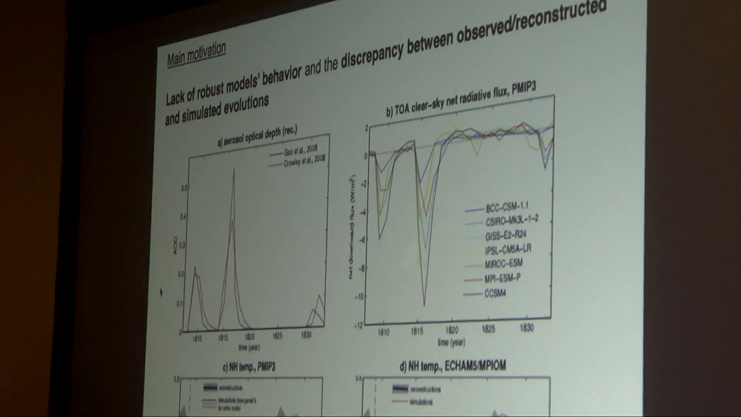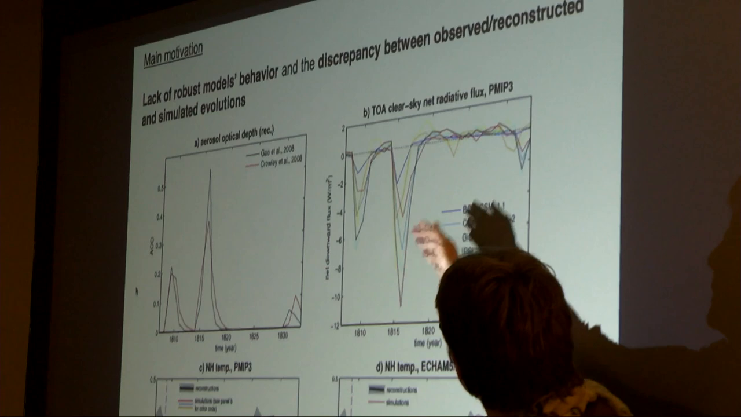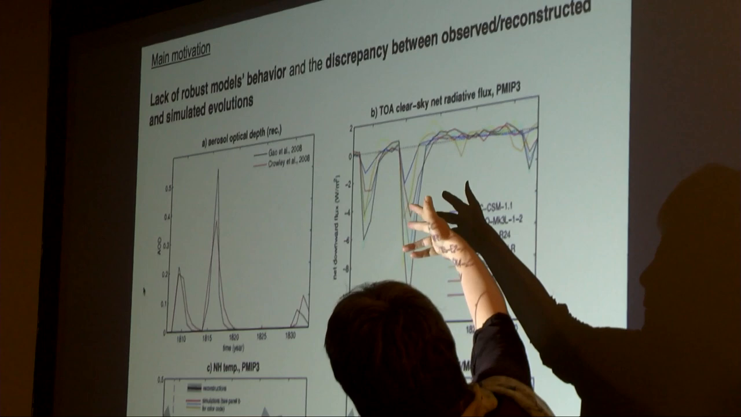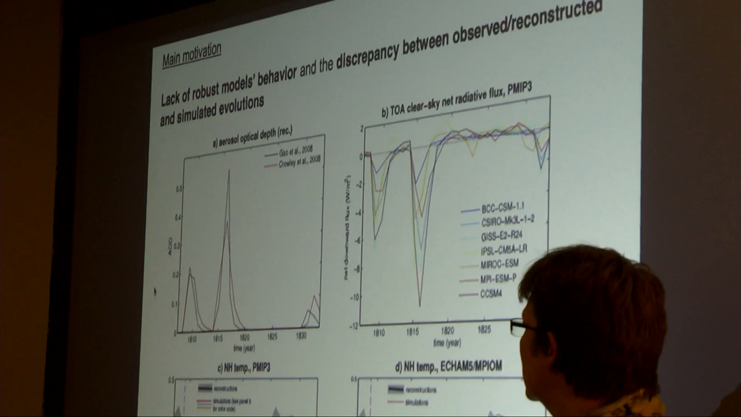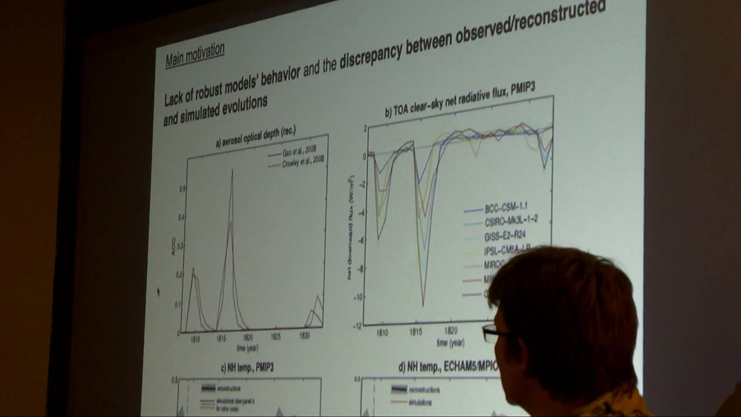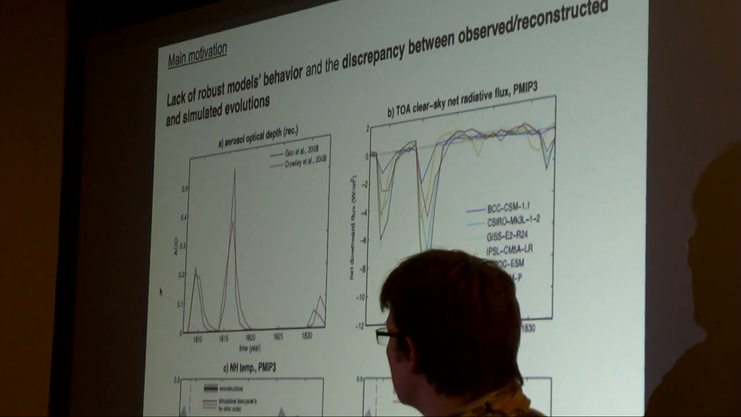Then when you go a step further to the top of the atmosphere clear-sky net radiative fluxes, here are some model results. You see that we really have almost a factor of three for the top-of-atmosphere clear-sky radiation flux. So there are large uncertainties in the radiative forcing, and this makes it difficult to interpret what the difference is in the simulated temperature response.